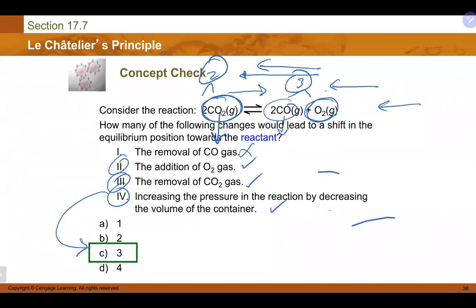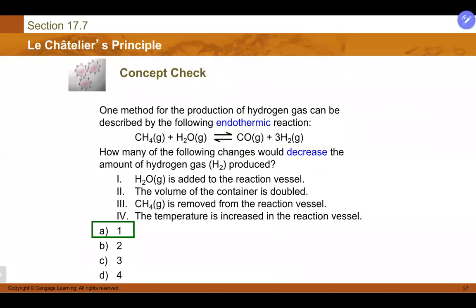Okay, so here. One method is this endothermic reaction. We want to know which of these changes would cause the H2 to go down. The only way to cause H2 concentration to go down is overall the reaction needs to shift to the left, right, away from H2. So if we added water in this case, which is here, it would actually go away from it and it would shift the equilibrium to the right, which would cause H2 to increase. So that is not good.